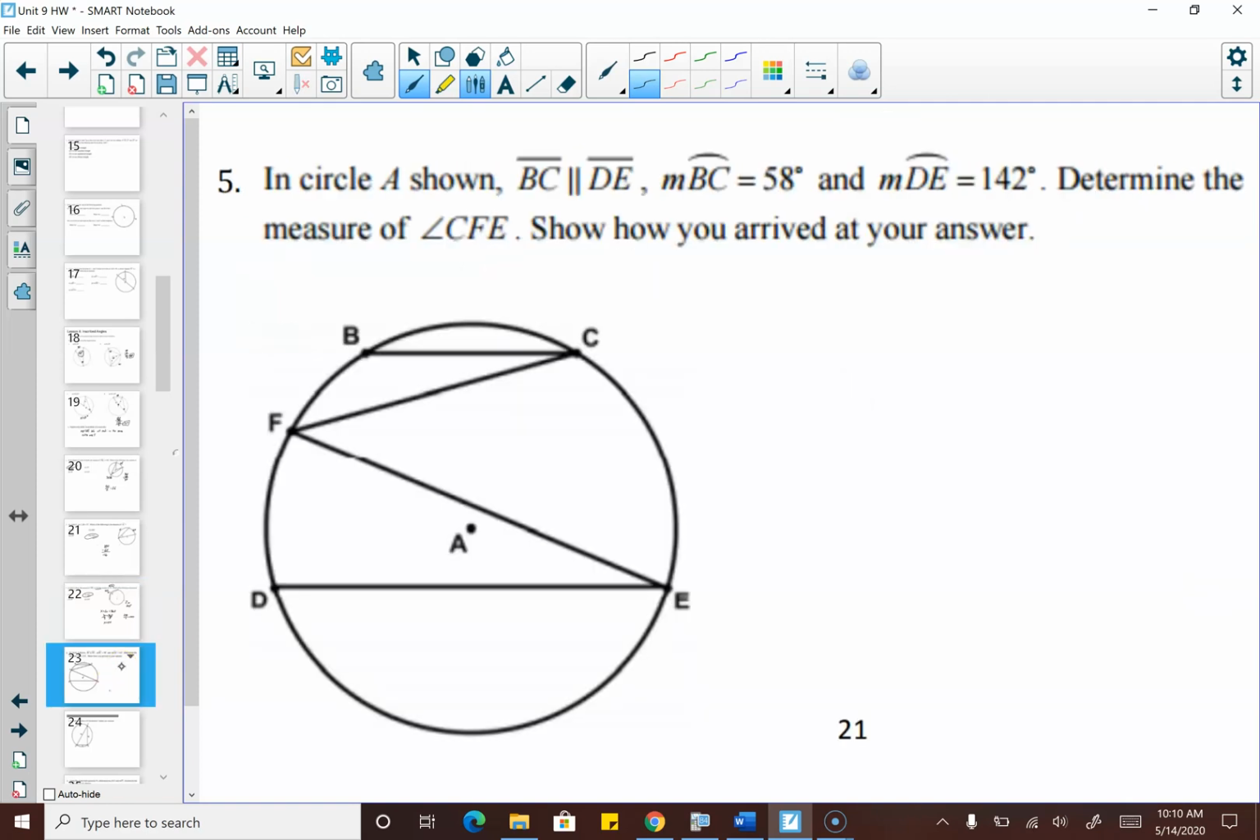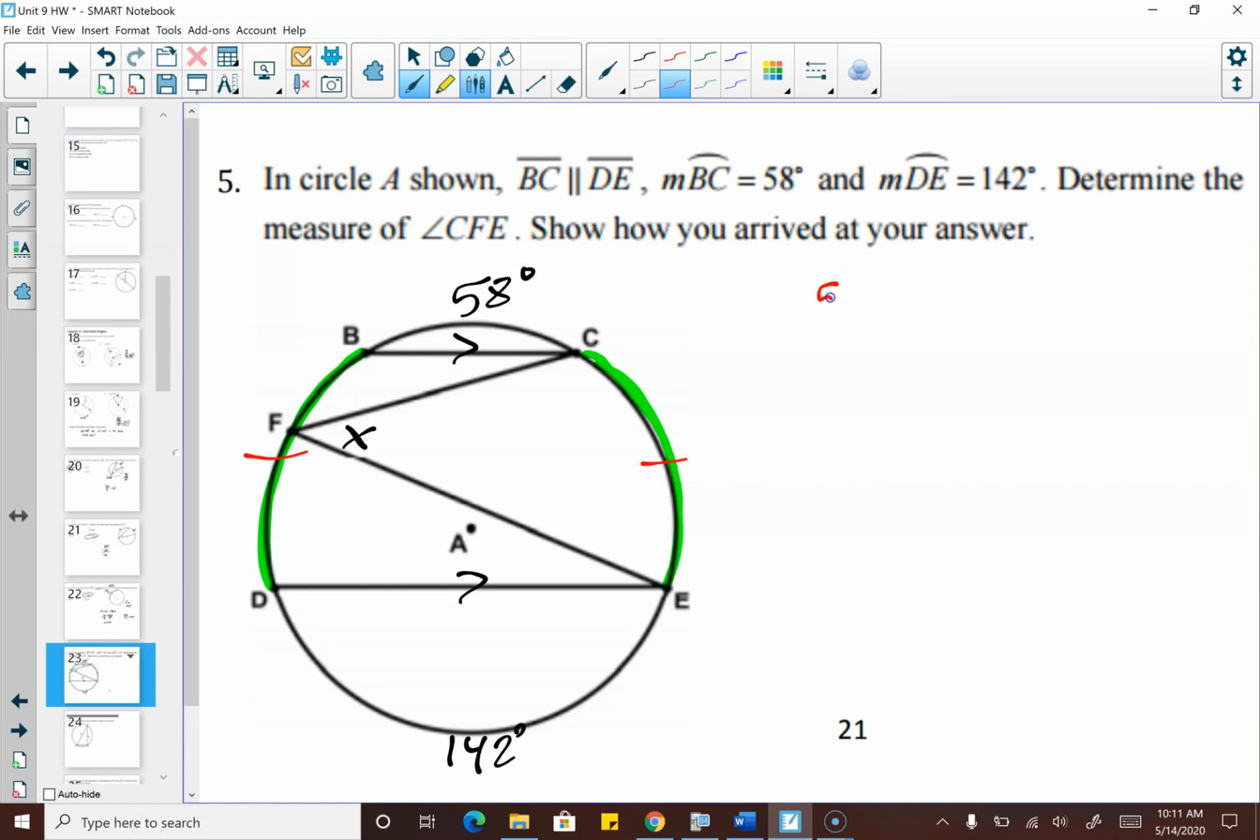And for our last one here in circle A shown, BC is parallel to DE. So it tells us arc BC is 58 degrees. It tells us arc DE is 142 degrees. Determine the measure of angle CFE. Okay, so there's going to be a couple of different ways to go about this one. The best way to go about it, I'm going to use my highlighter here for a second, is the fact that we know that the arcs between parallel chords are going to be congruent. So we know all of CE has to be congruent to all of BFD.